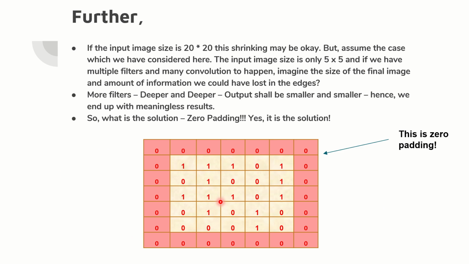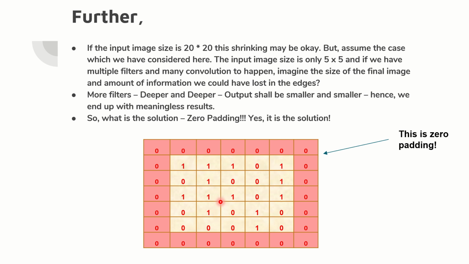Now, I have another question. I have a 20 cross 20 matrix available as the input. It is further shrunk and shrunk. Maximum it will become 15 cross 15 after convolution with multiple filters. There it is not a problem. But what I have taken as an example is a 5 cross 5. If I convolve it 5 times, what will be the output? It will be much more shrunk, and much more actually meaningless.